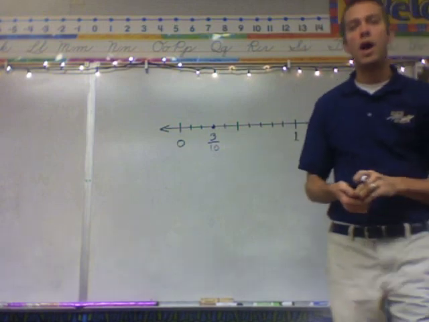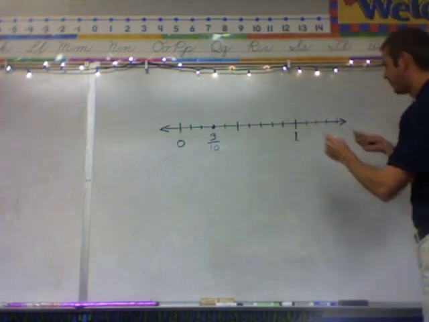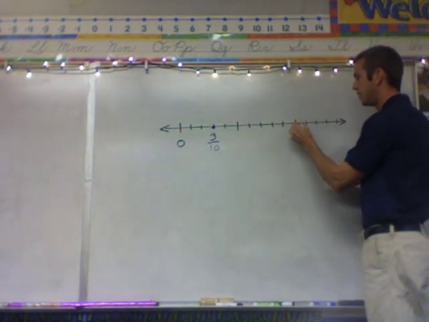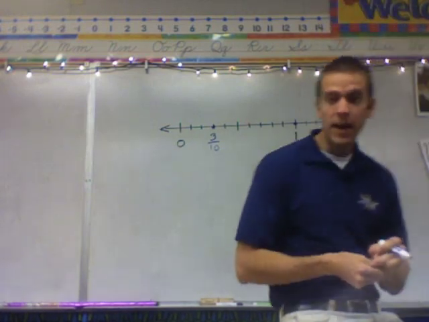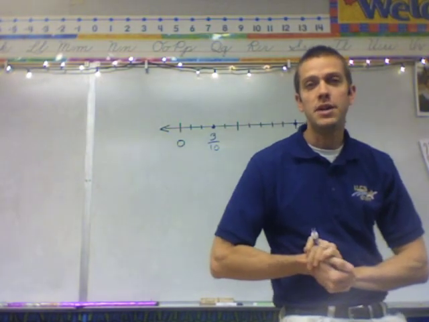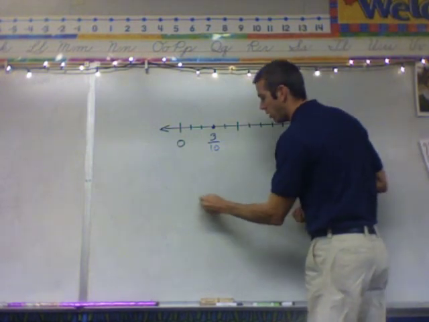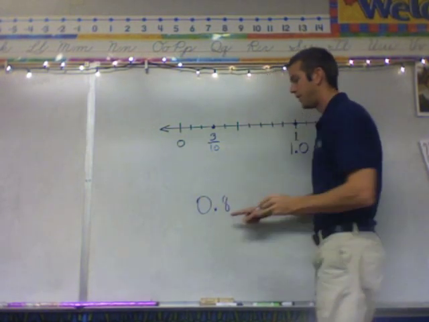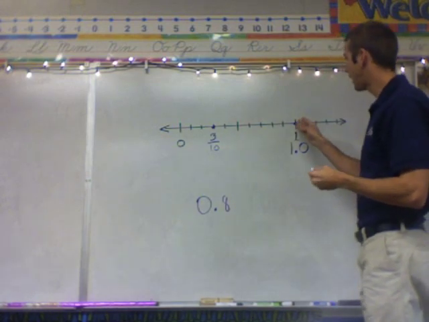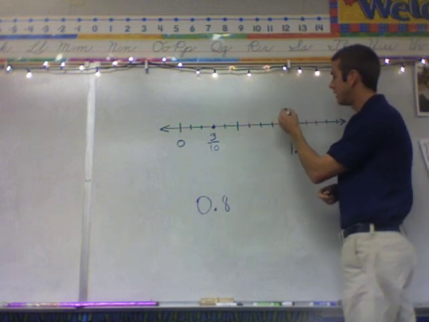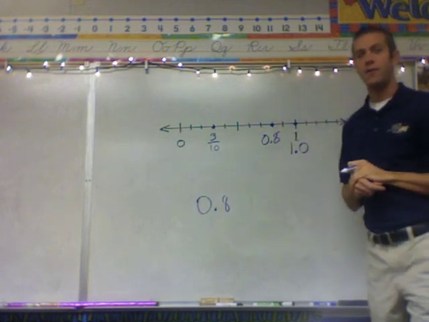Then the next number is 1.0. Well, that's 1 whole and 0/10. So this 1 represents 1.0. That's the whole. And then it says 0.8. Now remember 0.8, there's no whole number, but there's 8 in the 10th place. So you need to go back a couple spots. This is the 9th place. This is the 8th place. So put 0.8 right there.